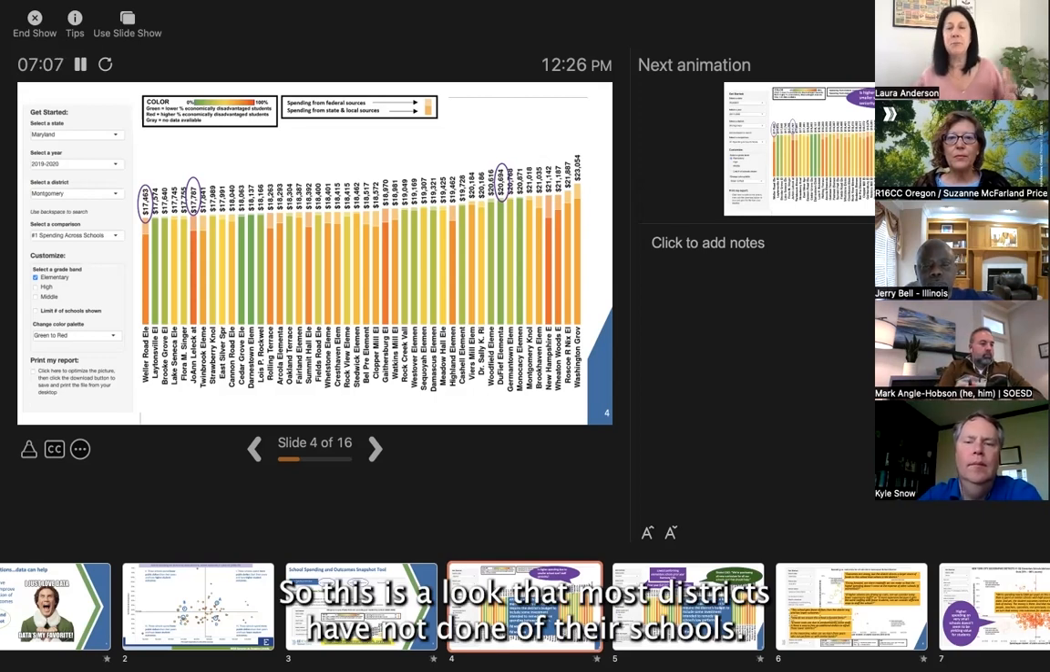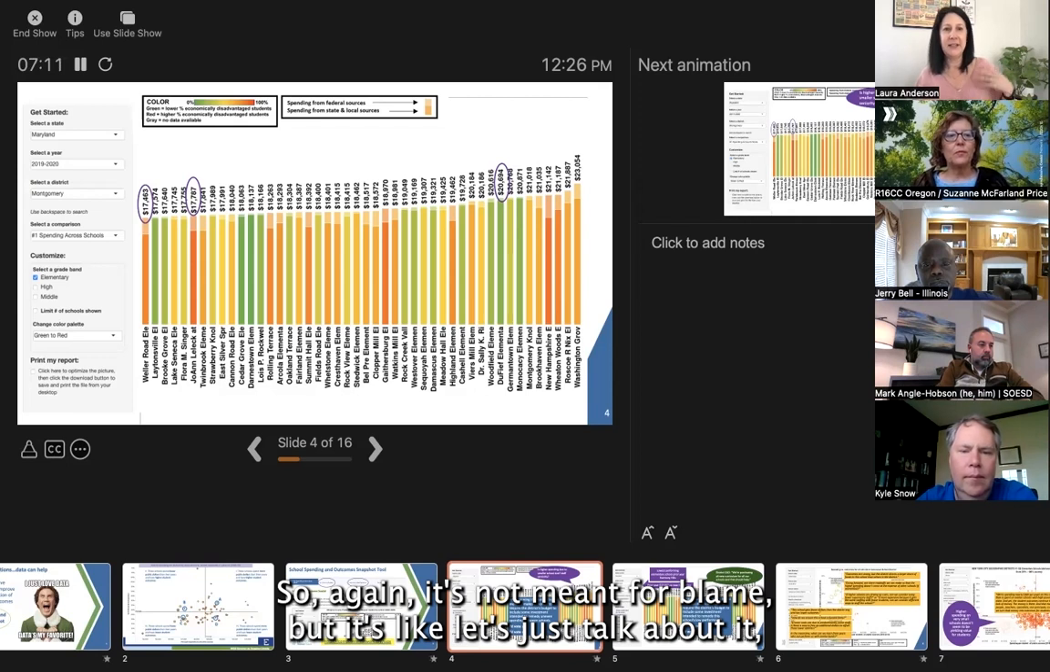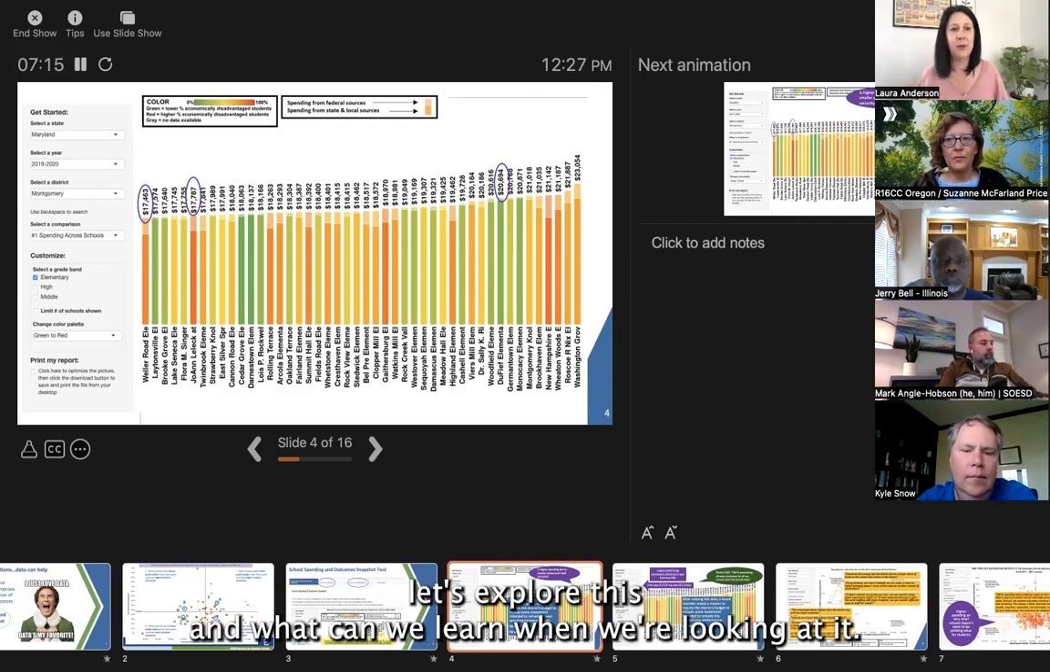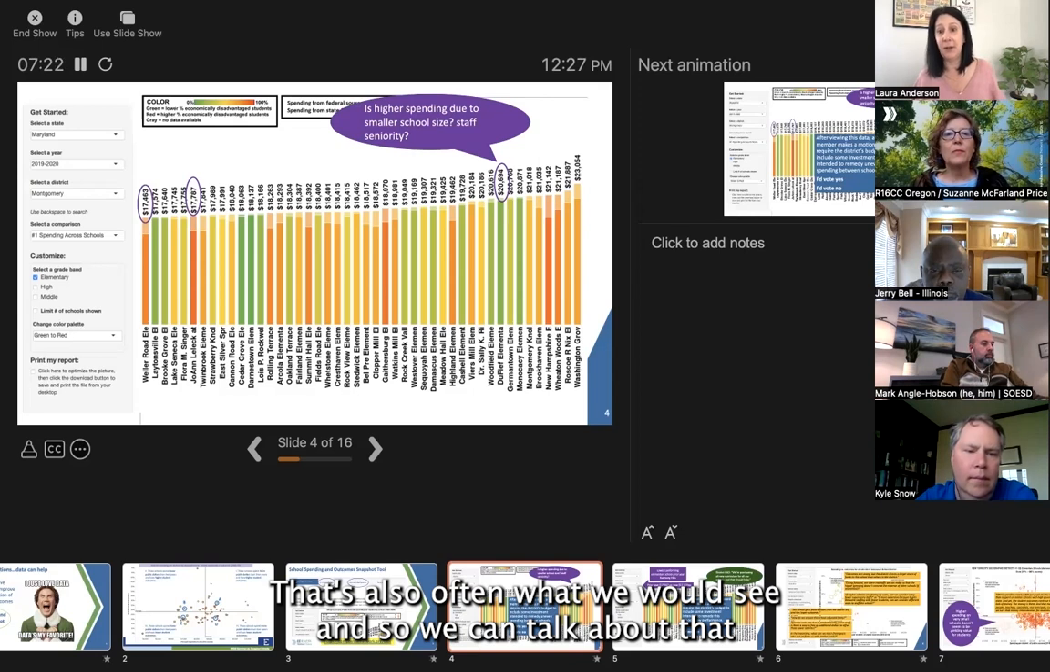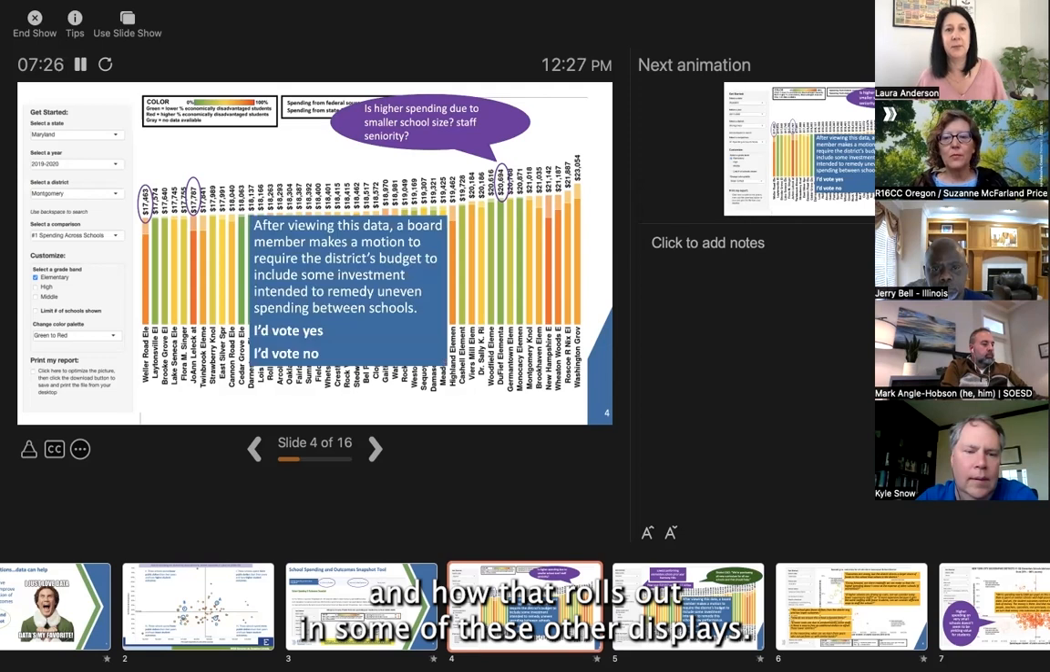So this is a look that most districts have not done of their schools. So again, it's not meant for blame, but it's like, let's just talk about it. Let's explore this. And what can we learn when we're looking at it? So is the higher spending due to smaller school size? That's also often what we would see. And so we can talk about that and how that rolls out in some of these other displays.